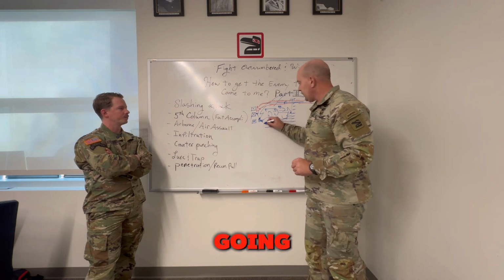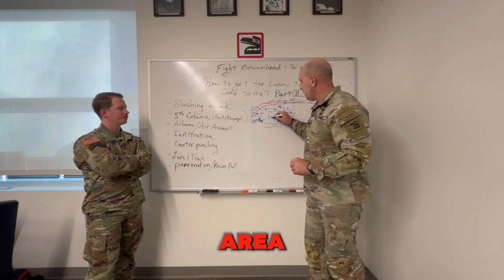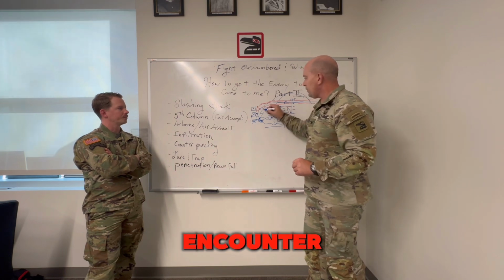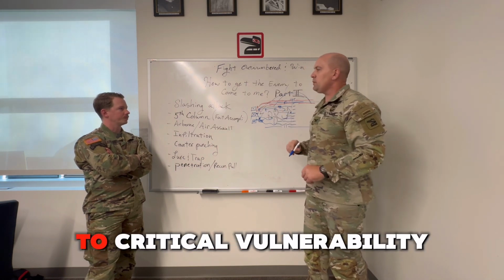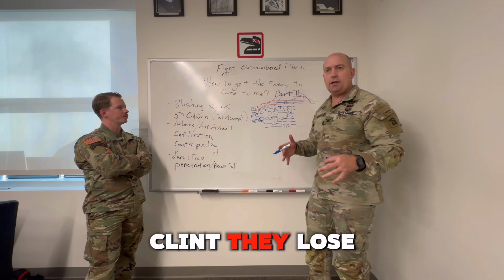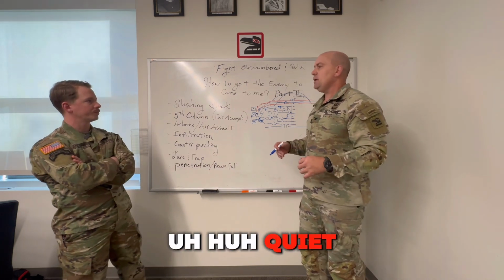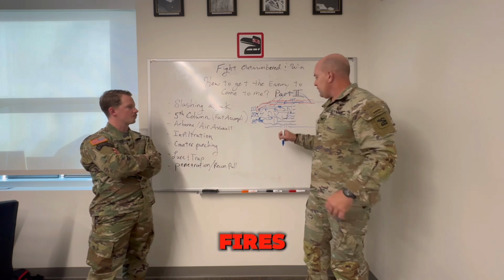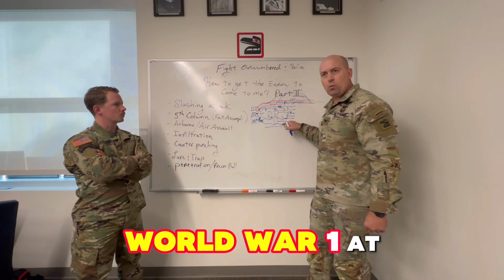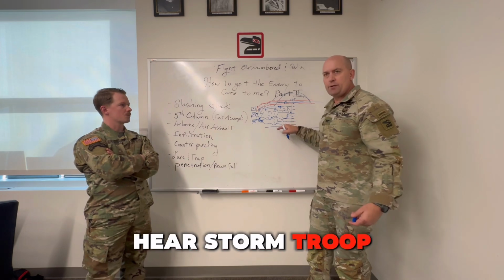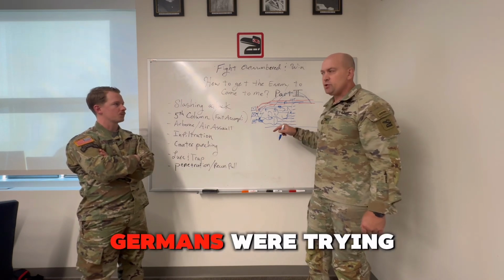And they keep going and they keep going to get to the rear area, and they don't actually fight the forces they encounter, but they get to the critical vulnerability. And they rely on stealth, quiet, a lot of diversionary fires. That's what the Germans did in World War I at the end. They called those stormtroop tactics. So if you ever hear stormtroop tactics, that's what the Germans were trying to invent.